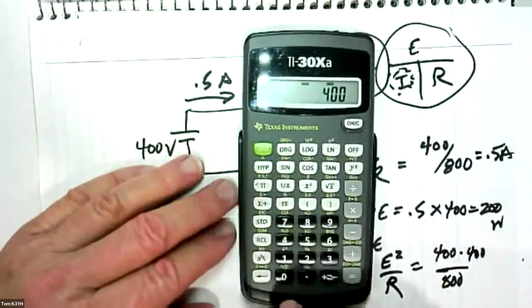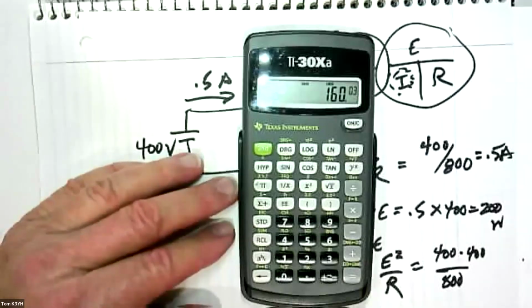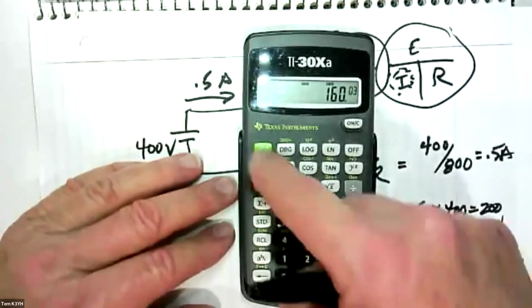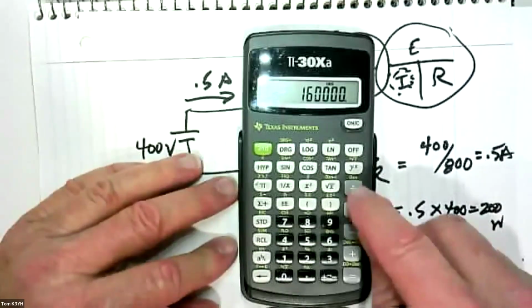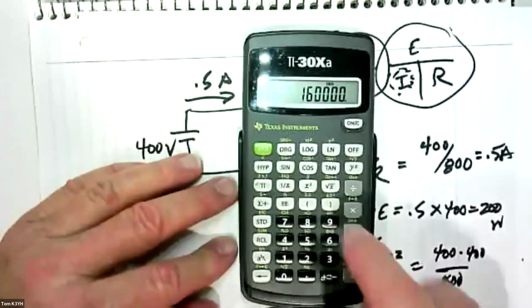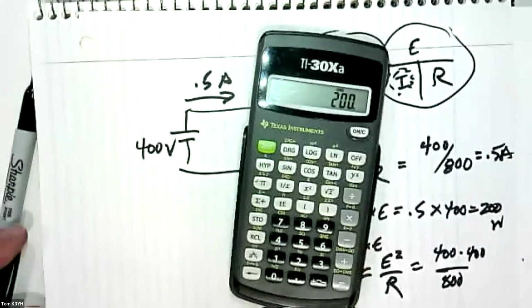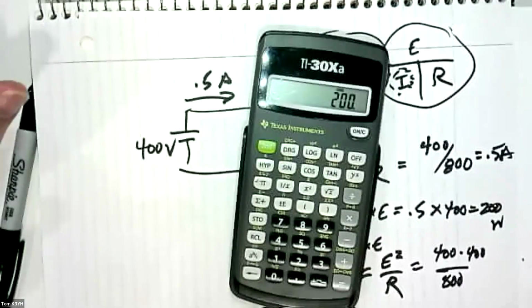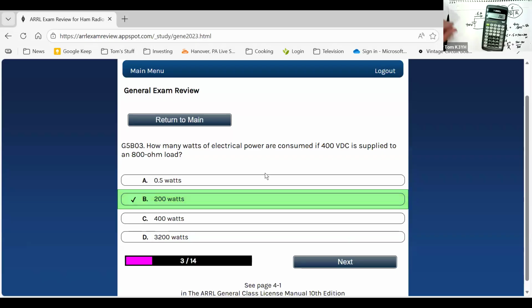I'll just do that on a calculator for fun. 400 times 400 gives me 16, and now I've got engineering notation. Let me switch it back to floating point. So it's 160,000 divided by 800, and there you go. You still get 200. We'll check that on the exam. Here's the question and the answer: 200 watts. Your next question is 8 and 9 on the same section.